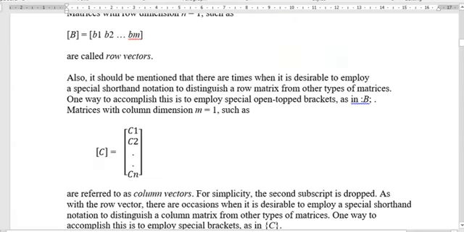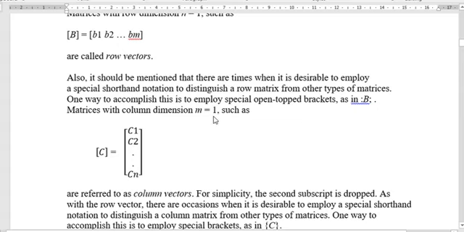It should also be mentioned that there are times when it is desirable to employ a special shorthand notation to distinguish a row matrix from other types of matrices. One way to accomplish this is to employ special open top brackets. So this is the bracket. It should be bracketed, as in B.